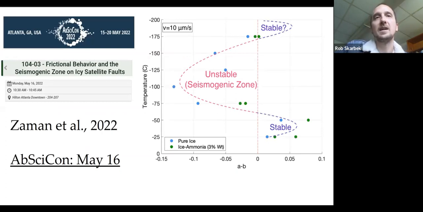So my last slide, a colleague of mine at Vermont, Mahi Zaman, he's a grad student. He's been doing really cool ice friction experiments, and he's going to be presenting at PsyCon in a few weeks. He's been doing experiments on pure ice and also ice with a 3 weight % ammonia content at temperatures down to about -175. And so he's been getting some really cool data. And eventually we're going to work together to incorporate his ice friction data into models of icy fault motion on Europa and Enceladus. So please check his presentation out. You're going to be at the conference.